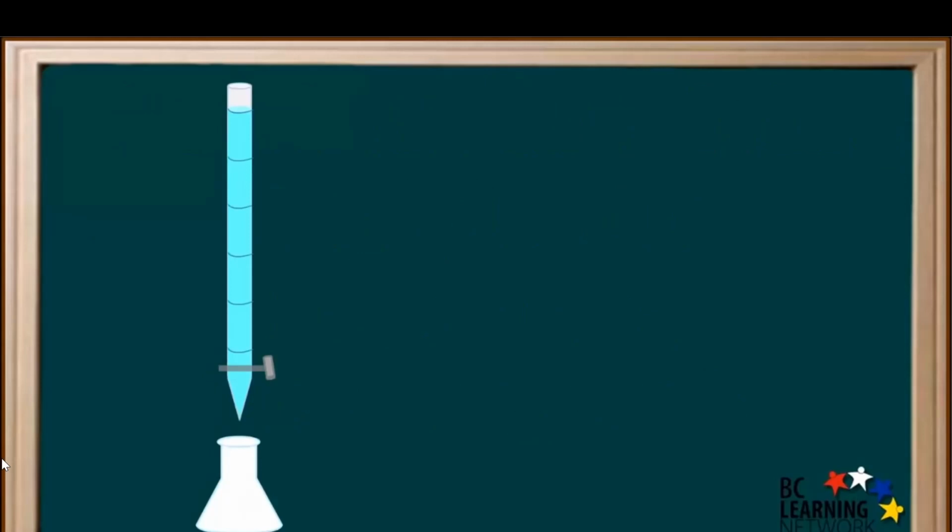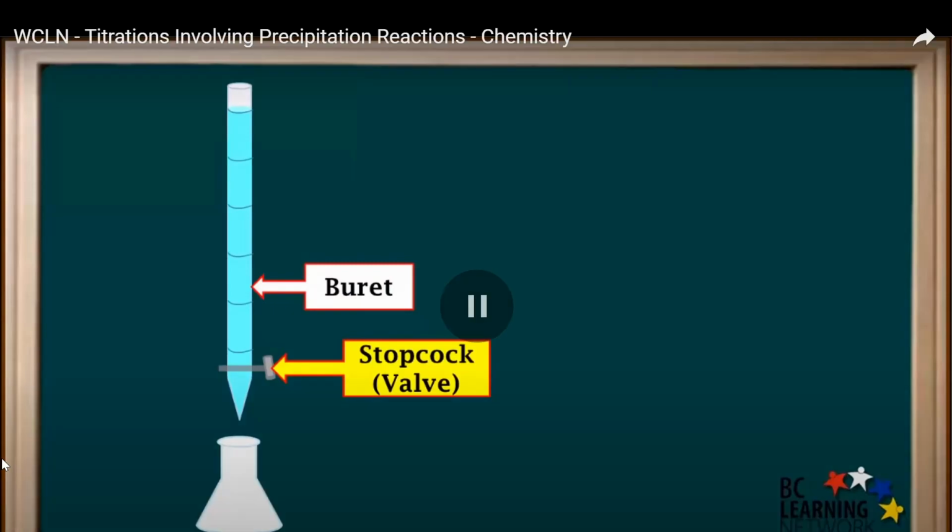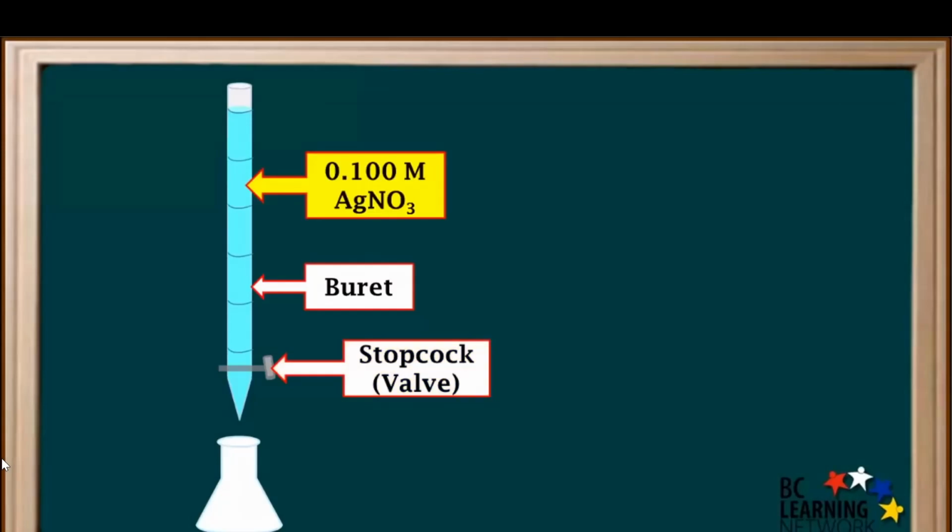Here is a setup for a titration of a solution with an unknown concentration of Cl- or chloride ions. This long tube is called a burette. Burette can also be spelled B-U-R-E-T-T-E. This valve, called the stopcock, is closed to keep the liquid in the burette. Okay, so we have the burette, we have the stopcock, which is also the word for the valve. When it's opened, liquid will drip or flow out of the bottom of the burette. In this example, the burette is filled with 0.100 molar silver nitrate solution.